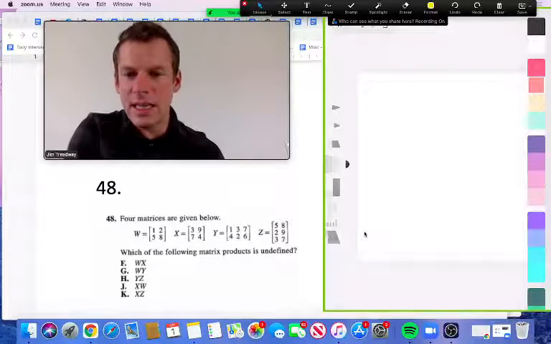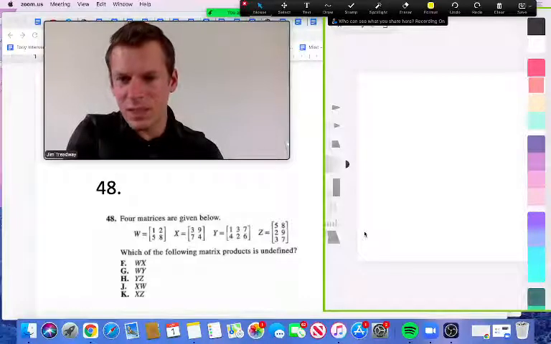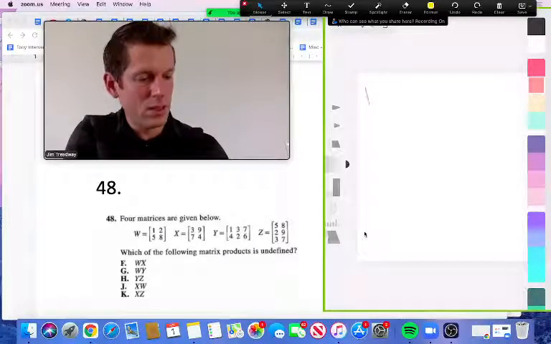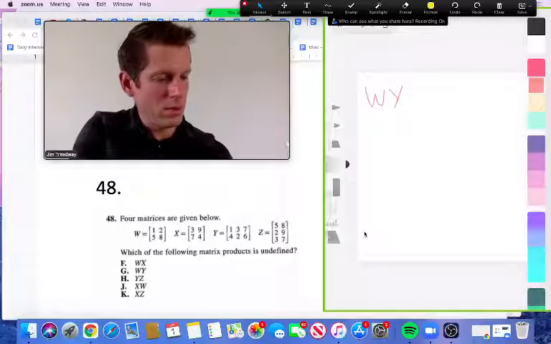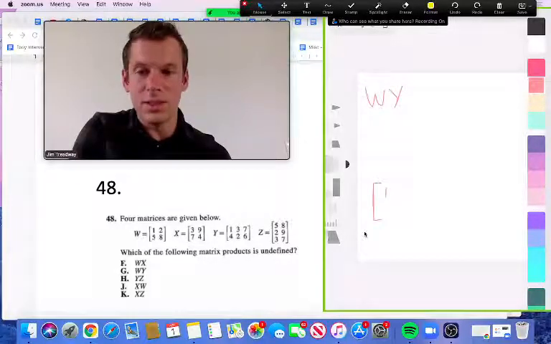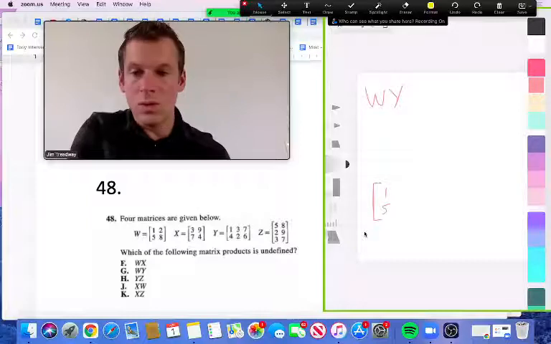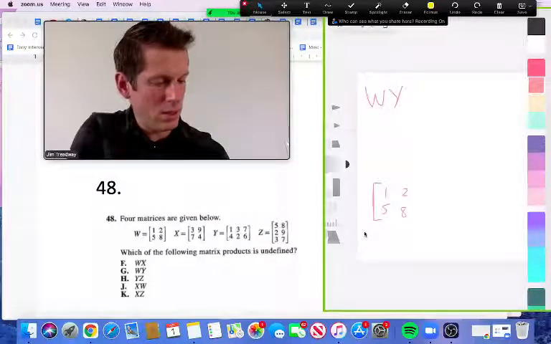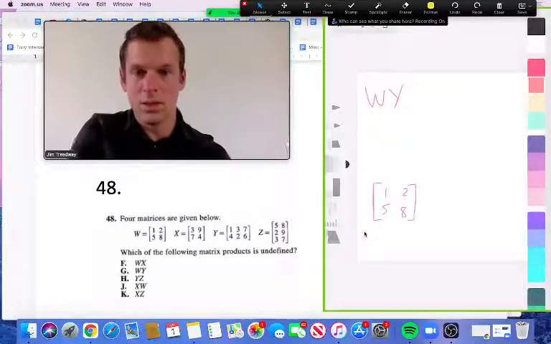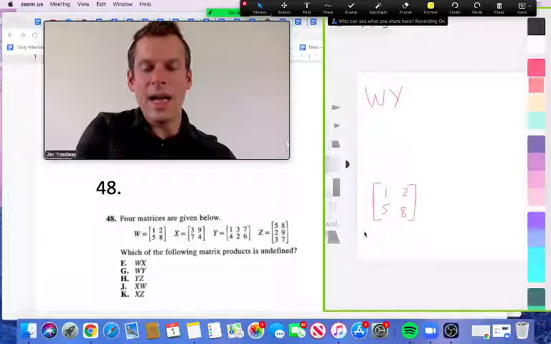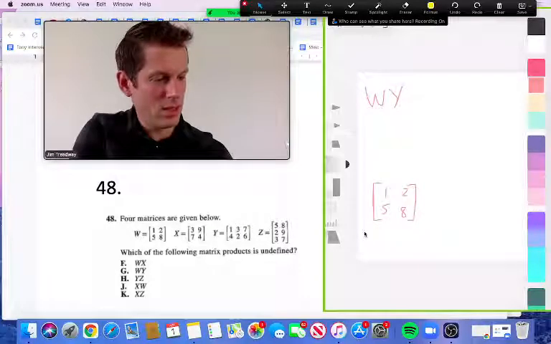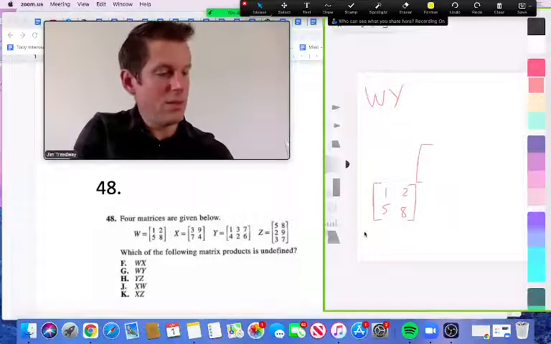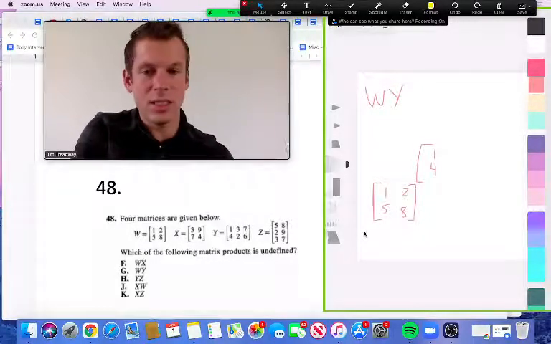Now, let's see why WY worked. W is 2 by 2: 1, 5, 2, 8. And Y is 2 by 3. So we obviously would not be able to add these two matrices.